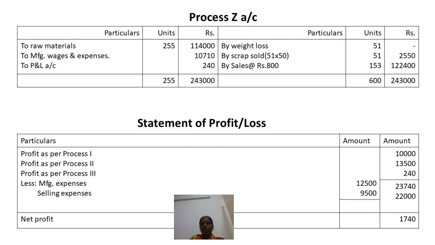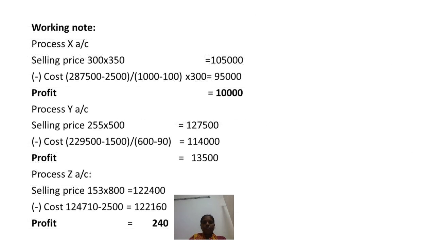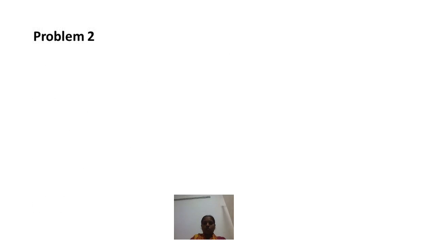So here amount is 1,22,400. We add, we get 2,43,500. So the rest is considered as 240. Here now we have to write one more statement. So here this is the selling price. Selling price minus cost price we get the profit in the process Z account.